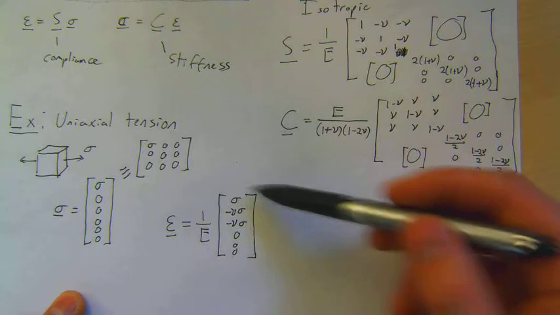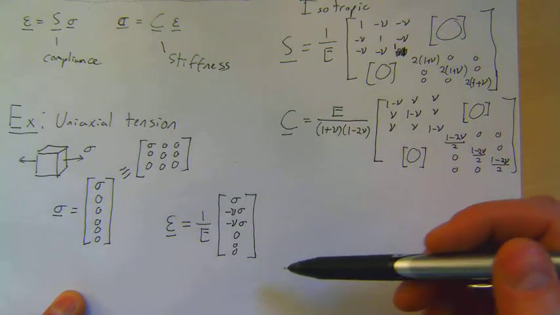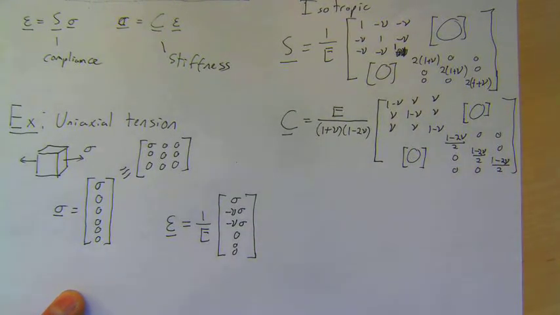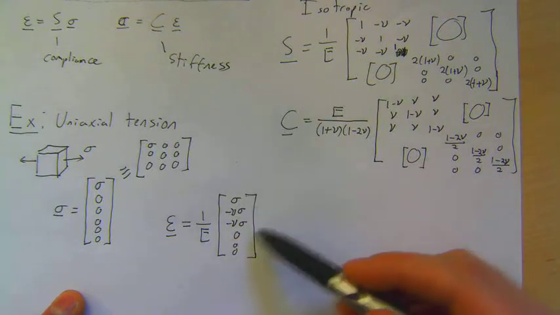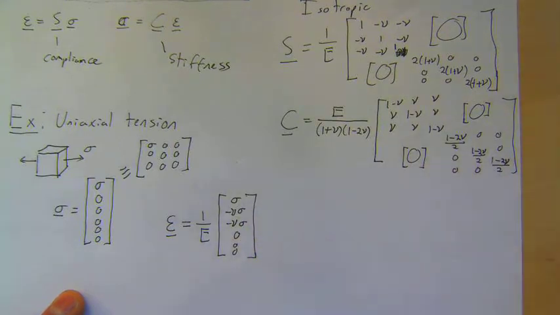So instead of saying, oh right, there's a Poisson's ratio here, and this is the strain in this direction, and this is the strain in that direction, and having to think about what's actually going on, you could just multiply these matrices together and the strain pops out. So there's a way to simplify these sorts of calculations.